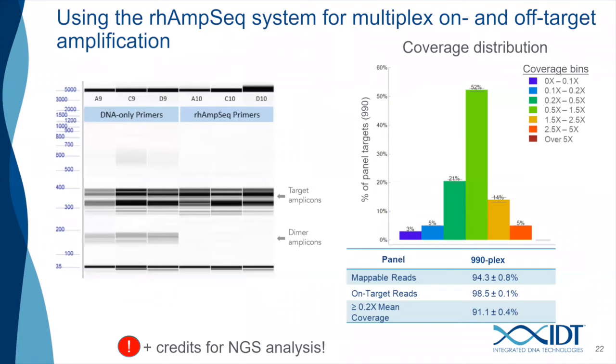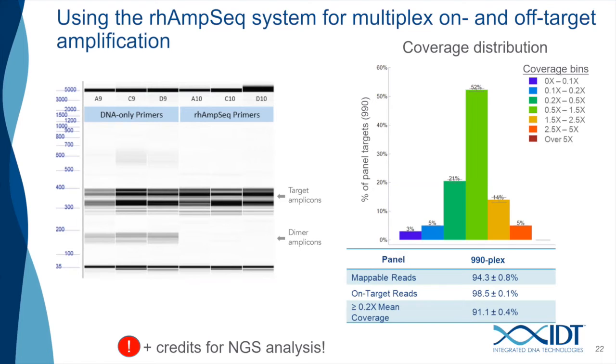The last thing to highlight about the RAMP-seq technology, going back to the ability to multiplex, is really just showing some data regenerated in our lab about the really strong ability to highly multiplex many assays together and not get the primer dimer amplicons that would be associated with if you were using DNA only primers. And so this gel image on the left panel here is a 990 assay panel where we've amplified 3 different genomic DNA samples with just primers that are DNA only.